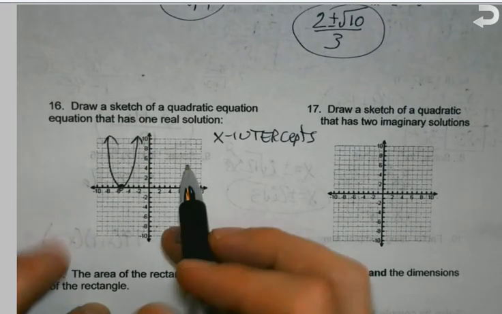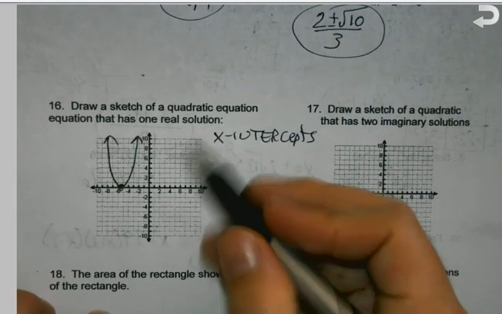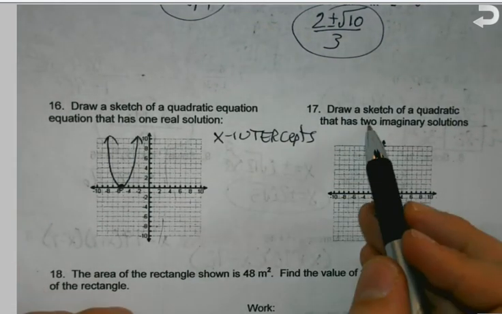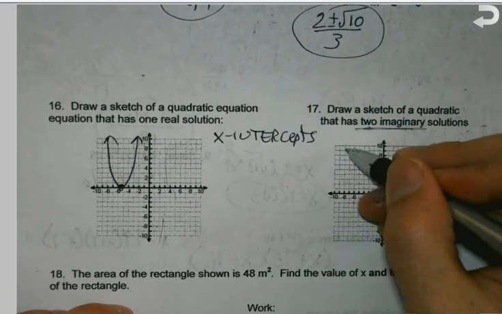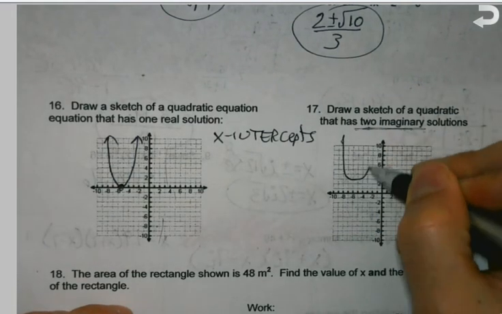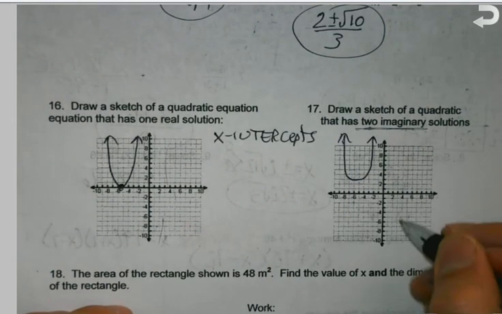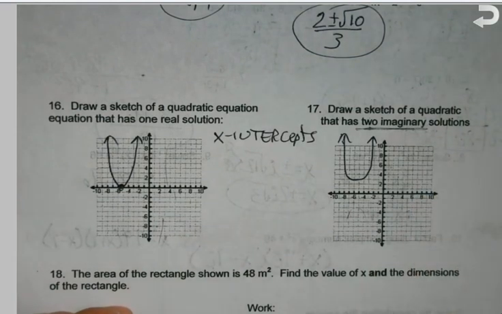Okay? Whenever we're talking about solutions, if we look at the 5-6 note, it says wherever it crosses the x-axis. Yeah, I could draw one here, here, doesn't matter. The next one's a little tricky, though. Two imaginary solutions. That just means it's not going to cross the x-axis at all. Again, it can be anywhere. It could be over here, here, here. But if it's imaginary, it's going to be there.